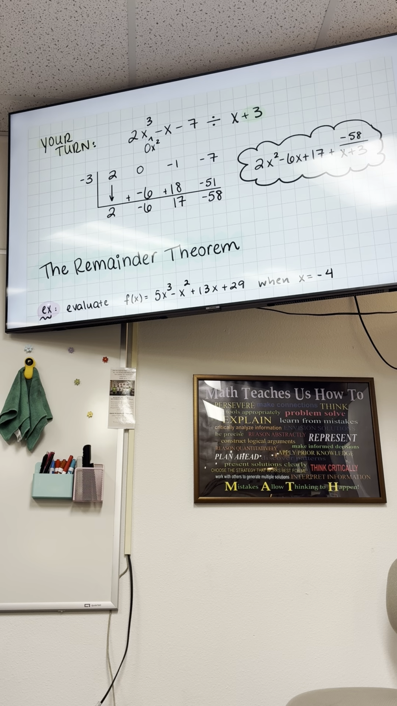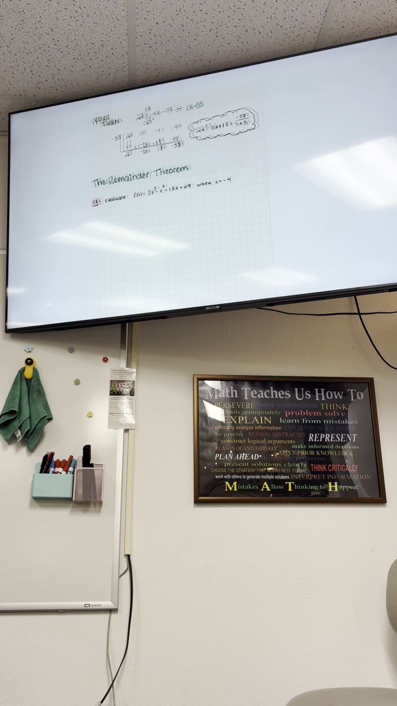I know you guys just came to me from geometry, and I know you did proofs with Mrs. Hecker, correct? Maybe not everybody's favorite thing. I'm not going to show you a proof today. I'm just going to show you one theorem that has been established from synthetic division, and that is called the remainder theorem.